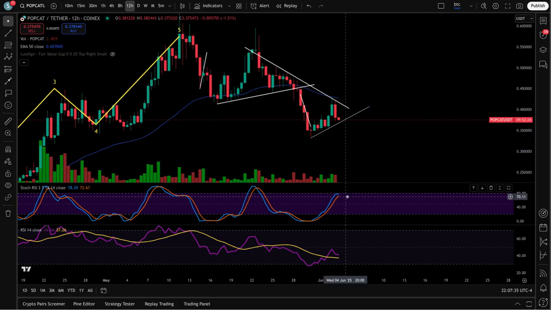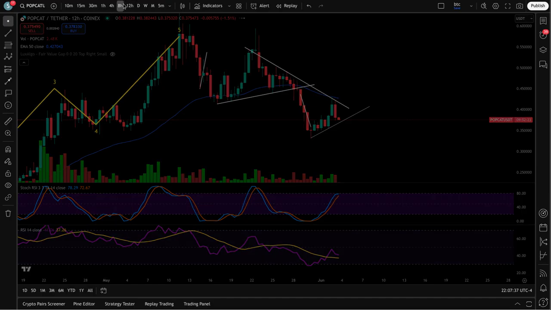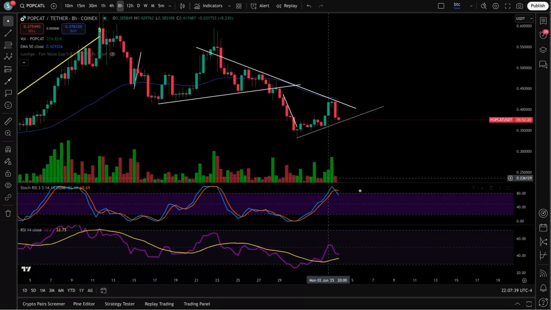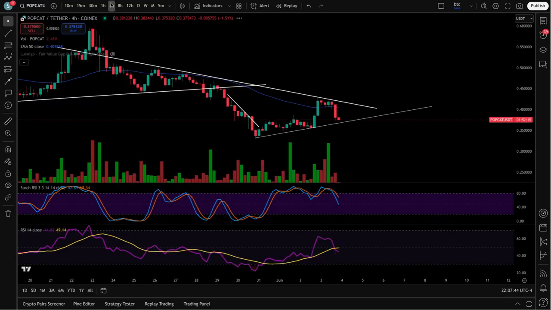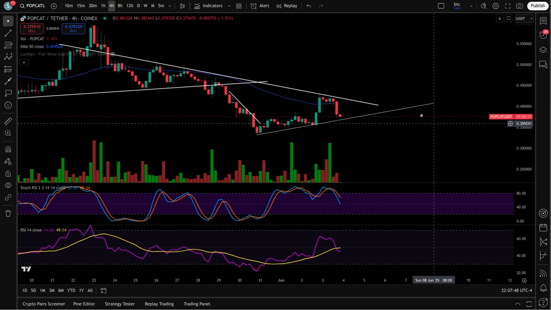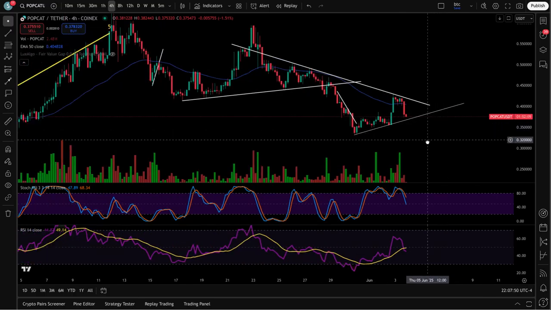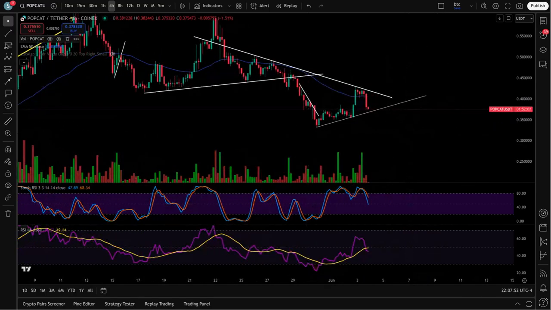The 12 hours right at the top, looking weak. Your 8 hour is rolling over and bearish. Your 4 hour is coming down. Okay, yeah, it's looking to me like you're gonna get a fifth wave down here, like we are.